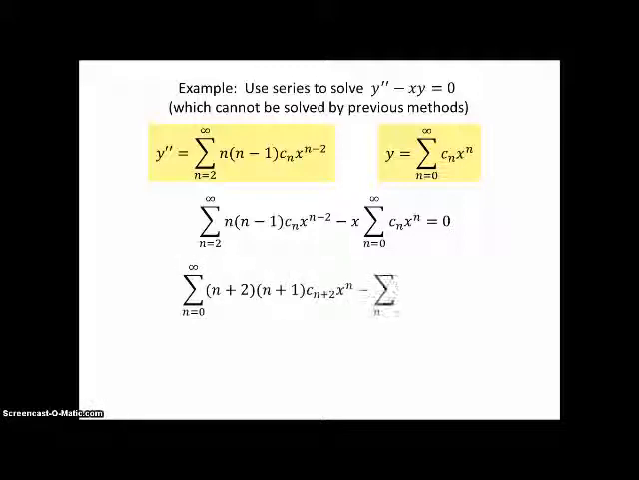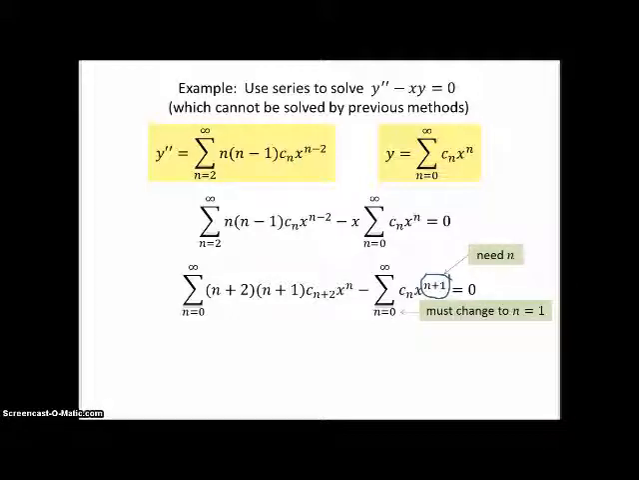So again, we need the same indices, so I changed the first series to start at 0 by upping the n's by 2, and then I brought the x inside the second summation sign to make it x to the n plus 1. Now that's a problem. We need it to be n so that we can collect like terms. And therefore we're going to have to change to n equals 1, and we'll have to do the same thing in the first series as well.